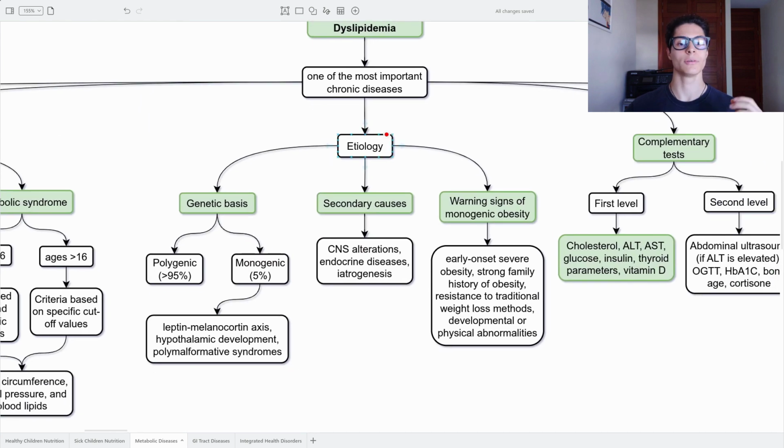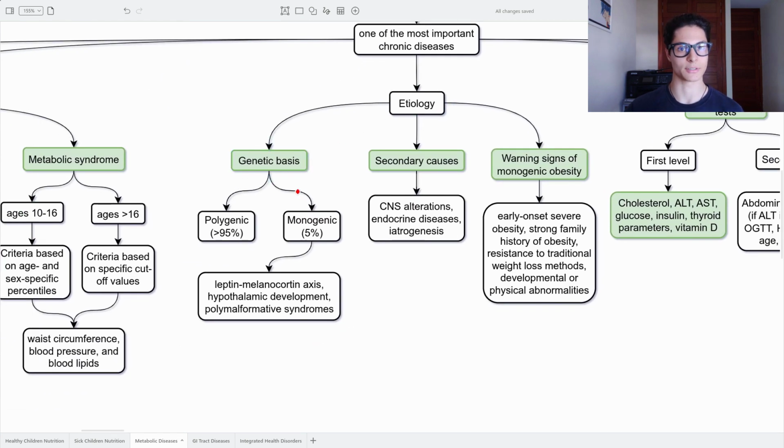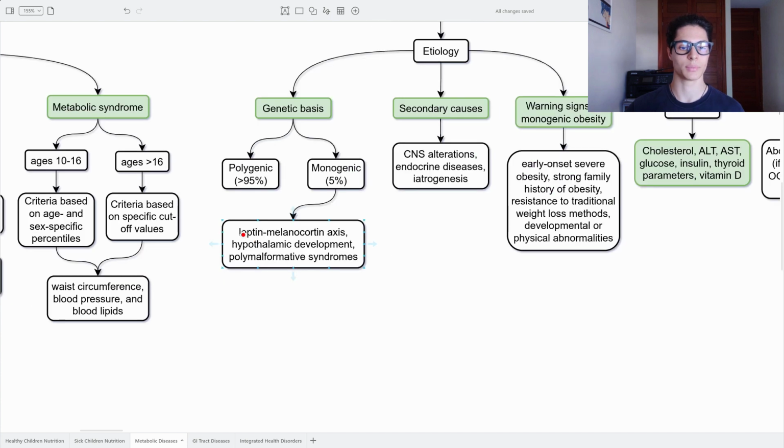What is the etiology? Well, there is a genetic basis, of course. Polygenic, 95% of the cases. And monogenic, which has to do with one gene in particular, only 5%. This is, for example, the leptin-melanocortin axis, the hypothalamic development, or the polymalformative syndrome. For example, an error with the leptin, which is the satiety hormone, will inhibit the satiety, and indeed you will end up eating more than what you need.